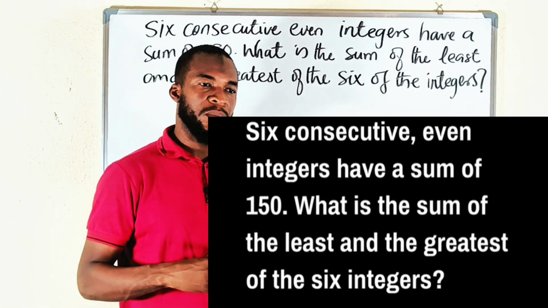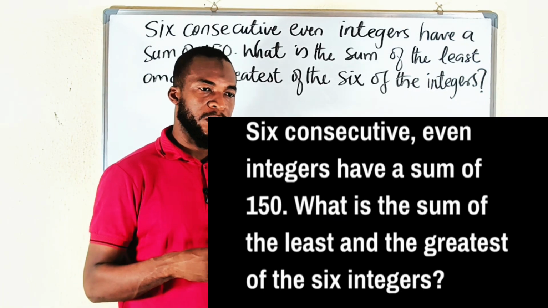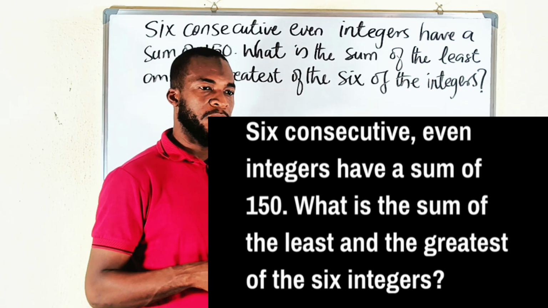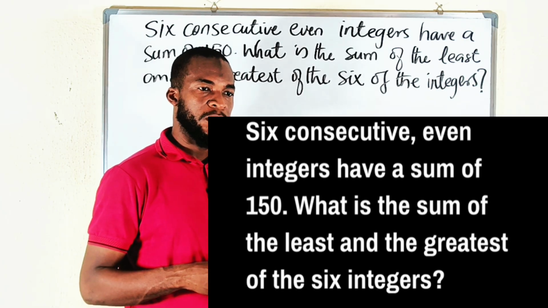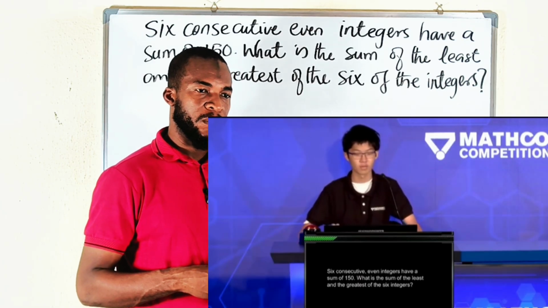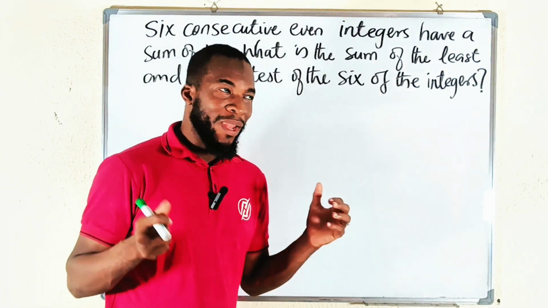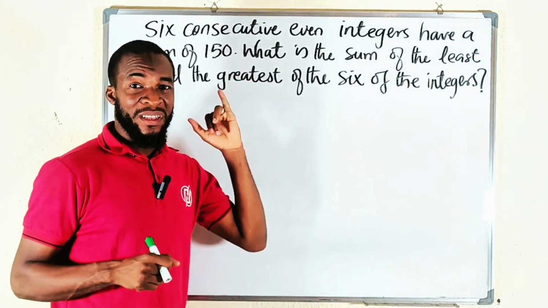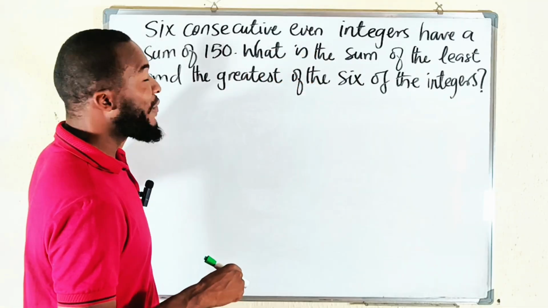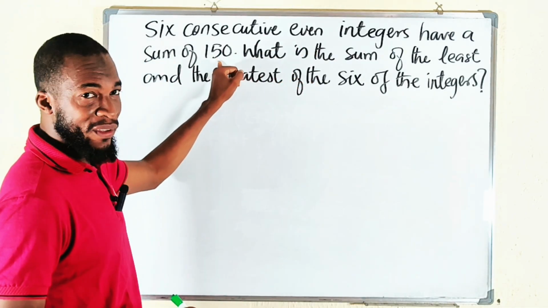6 consecutive even integers have a sum of 150. What is the sum of the least and the greatest? The answer is 50. That is the correct answer. Well, 6 consecutive even integers have a sum of 150.